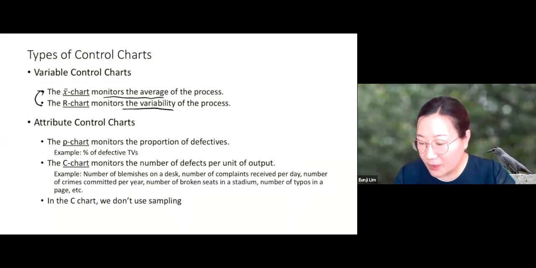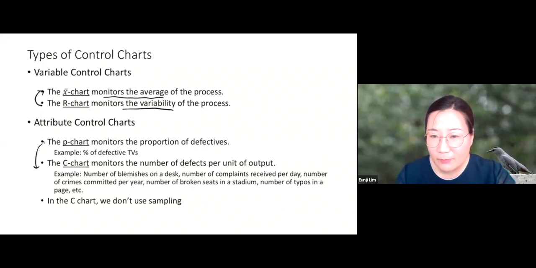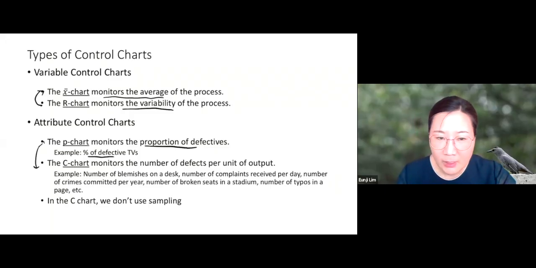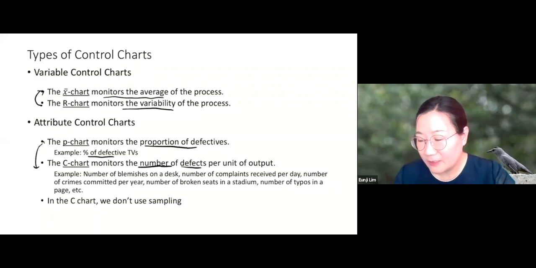What's the difference between the P chart and the C chart? For example, let's say you are inspecting radios at the end of the production line, and your observation is either yes, it's defective, or no, it's not defective. In the P chart, you're going to use the proportion of defective items, which is the same as the percentage of defective items. But in the C chart, you're going to use the number of defects per unit of output. So it's going to be a whole number.